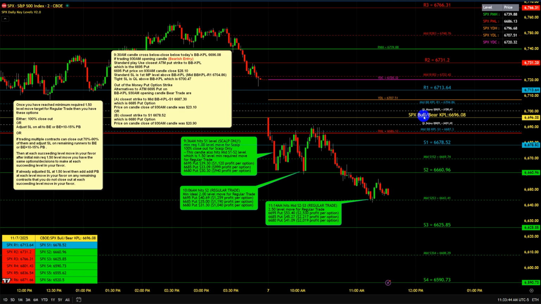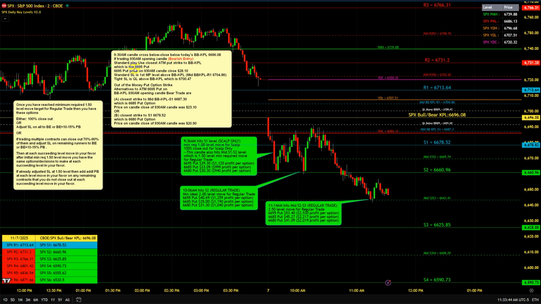So with this one, the bull bear key price level is 66.9608. The standard play with this daily key level strategy is that you are going to use an at the money SPX 0 DTE option that is closest to the level that we're trading, in this case the bull bear KPL, and that would be the 66.95 strike. Since this is a bearish entry signal, it will be a put option.